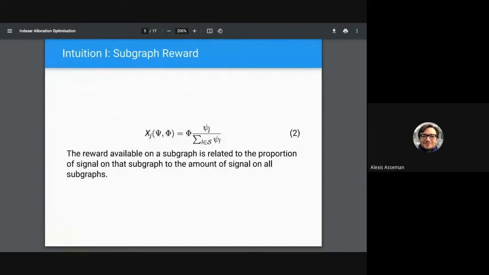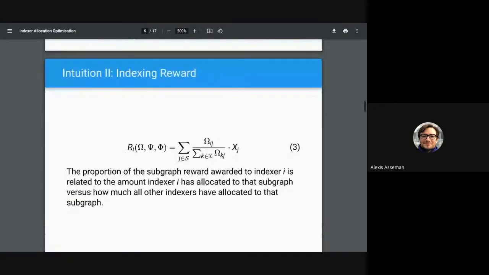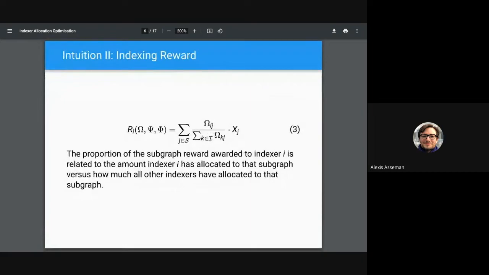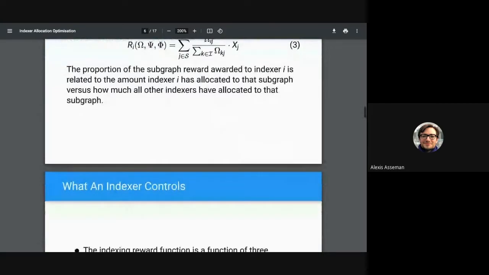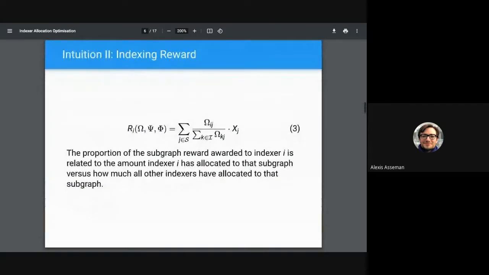So intuitively, we think about this indexing reward in two parts. One is the subgraph reward, which we call x sub j. And the subgraph reward is just related to the proportion of signal on a single subgraph versus the signal across all subgraphs. So nothing surprising there. The next slide. And then the indexing reward just takes the subgraph reward and multiplies it by the proportion of how much you have allocated to a subgraph versus how much all other indexers have allocated to that subgraph. You sum that over all subgraphs, you get the indexing reward. So basically, you're trying to allocate to subgraphs with few other indexers or minimum stake from other indexers with maximum signal. There's this problem going on.